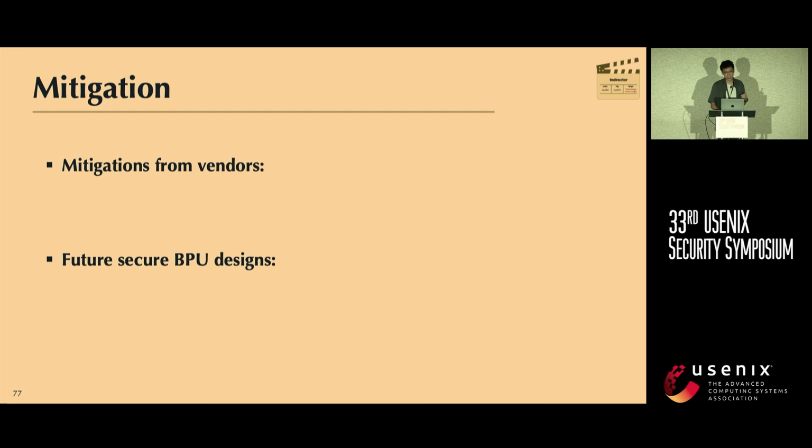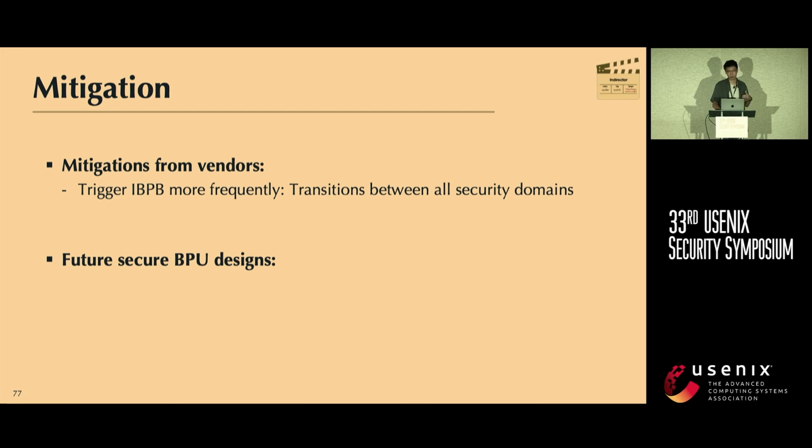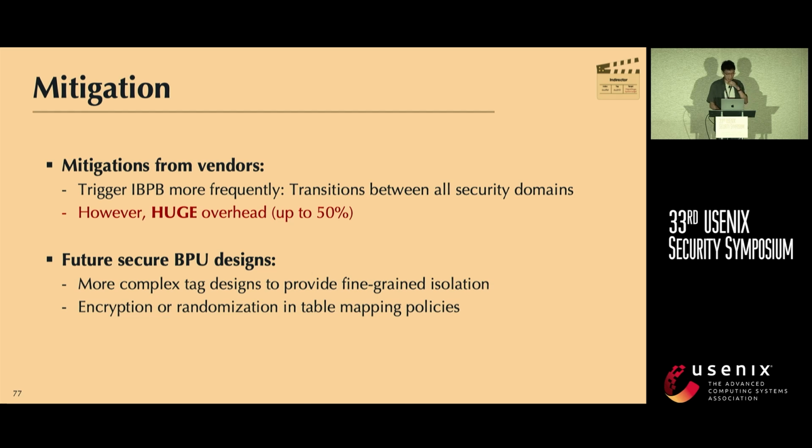And to mitigate injection, the strategy from the vendors is to trigger IBPB more frequently, like in transitions between all security domains and all the context switches. But it may cause huge overhead, so we must stay cautious about it. And more complex tags, encryption, or randomization can be considered in future BPU designs.